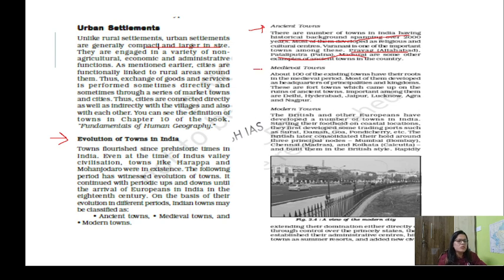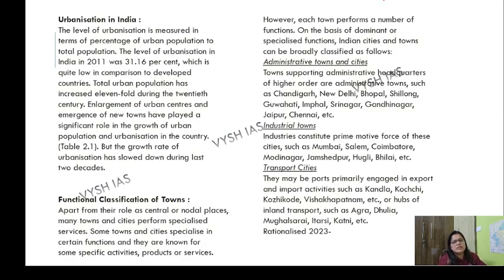Then comes the medieval towns. You must have studied it in history, right? Delhi, Hyderabad, Jaipur, Lucknow, Nagpur. Then the modern towns, from the time of the Britishers and the Europeans. Okay, of course, Mumbai, right? And Chennai, Kolkata, British style. Okay, this is urbanization in India.